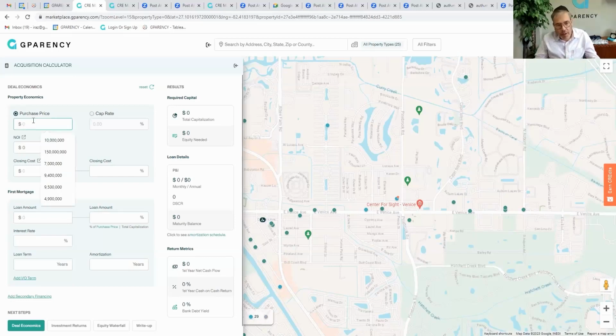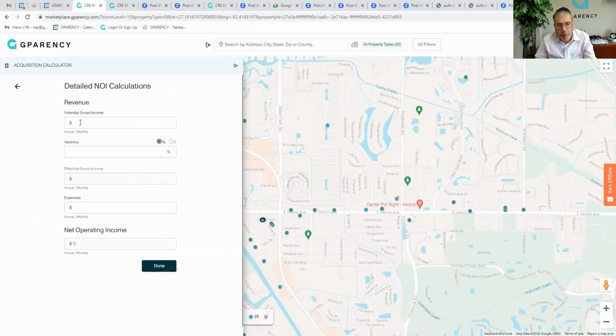Let's go through a normal deal. You're buying it for $10 million. The NOI, we want to calculate it, so put it in. Let's say it's $1 million in income, 5% vacancy, $500,000 in expenses.